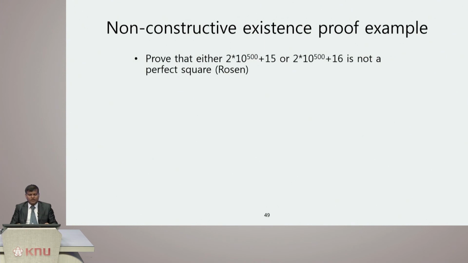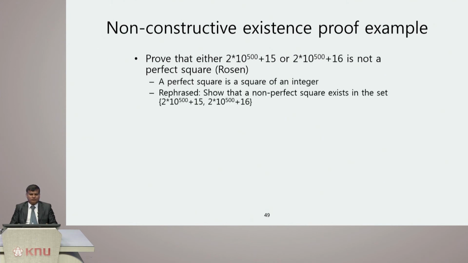Non-constructive is like: prove that either 2 times 10 power 500 plus 15 or 2 times 10 power 500 plus 16 is not a perfect square. That's not a constructive existence proof. That is a non-constructive existence proof. A perfect square is a square of an integer. So if we rephrase the whole statement given to us: show that a non-perfect square exists in the set 2 times 10 power 500 plus 15 and 2 times 10 power 500 plus 16.